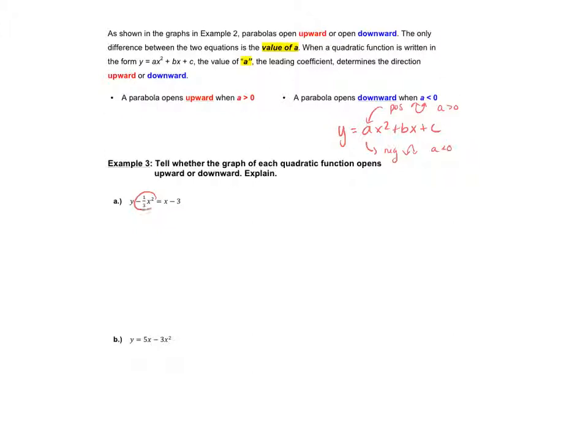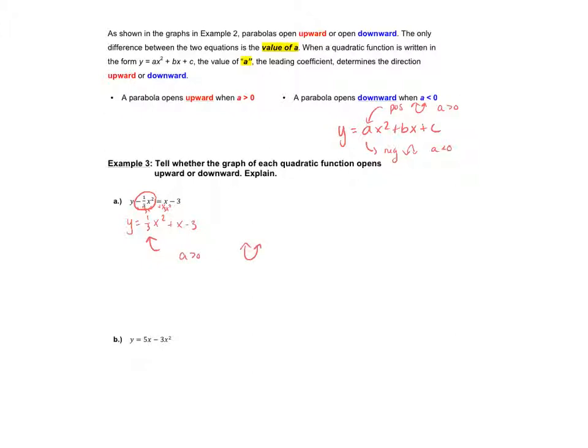Like this right here, the y is not isolated. I need to move that. When I move it to the other side, opposite side is going to become the opposite sign. So I know it's going to be 1/3 x squared plus x minus 3. Really, I'm essentially adding 1/3 x squared to both sides. And there were no like terms, so I just rewrote it. But since a is positive here, it's greater than 0, I know that this graph is going to open up.